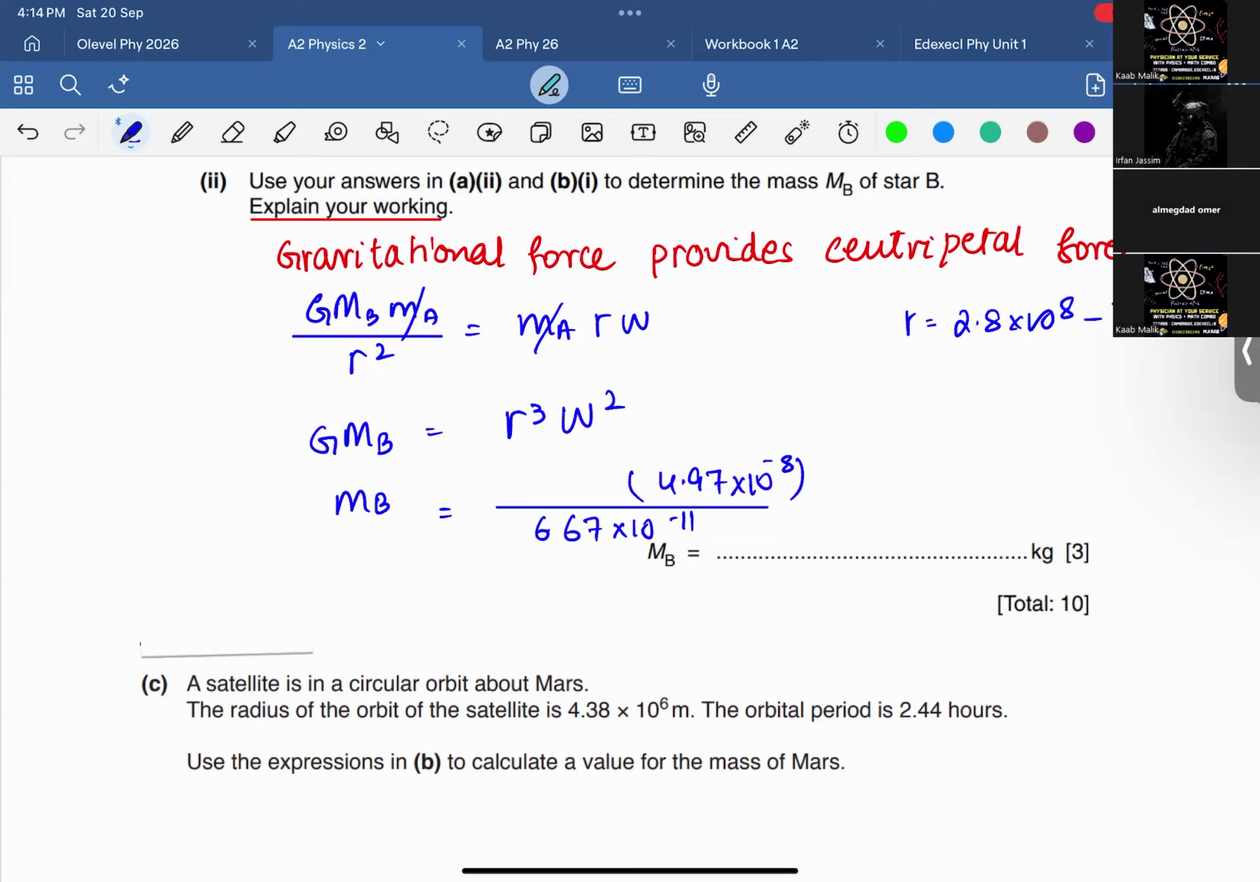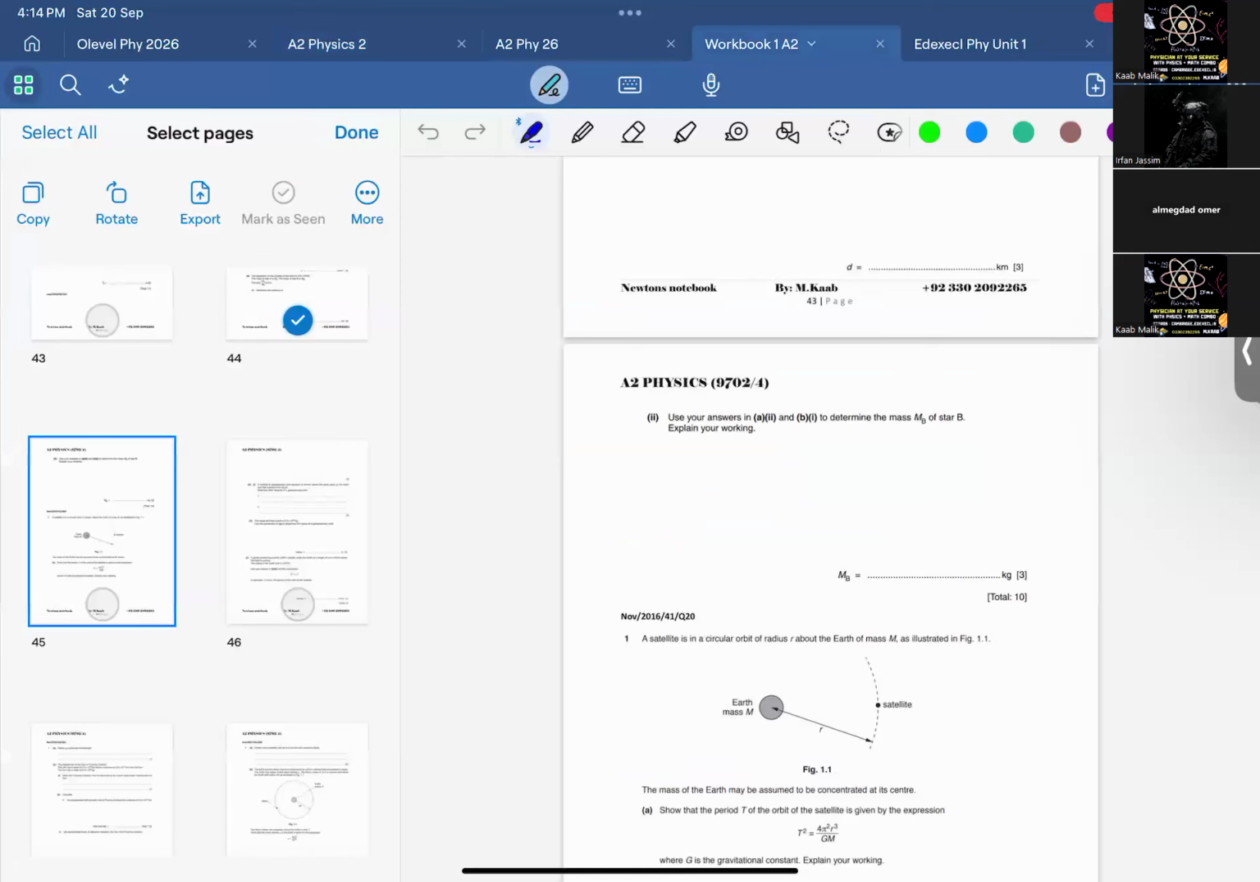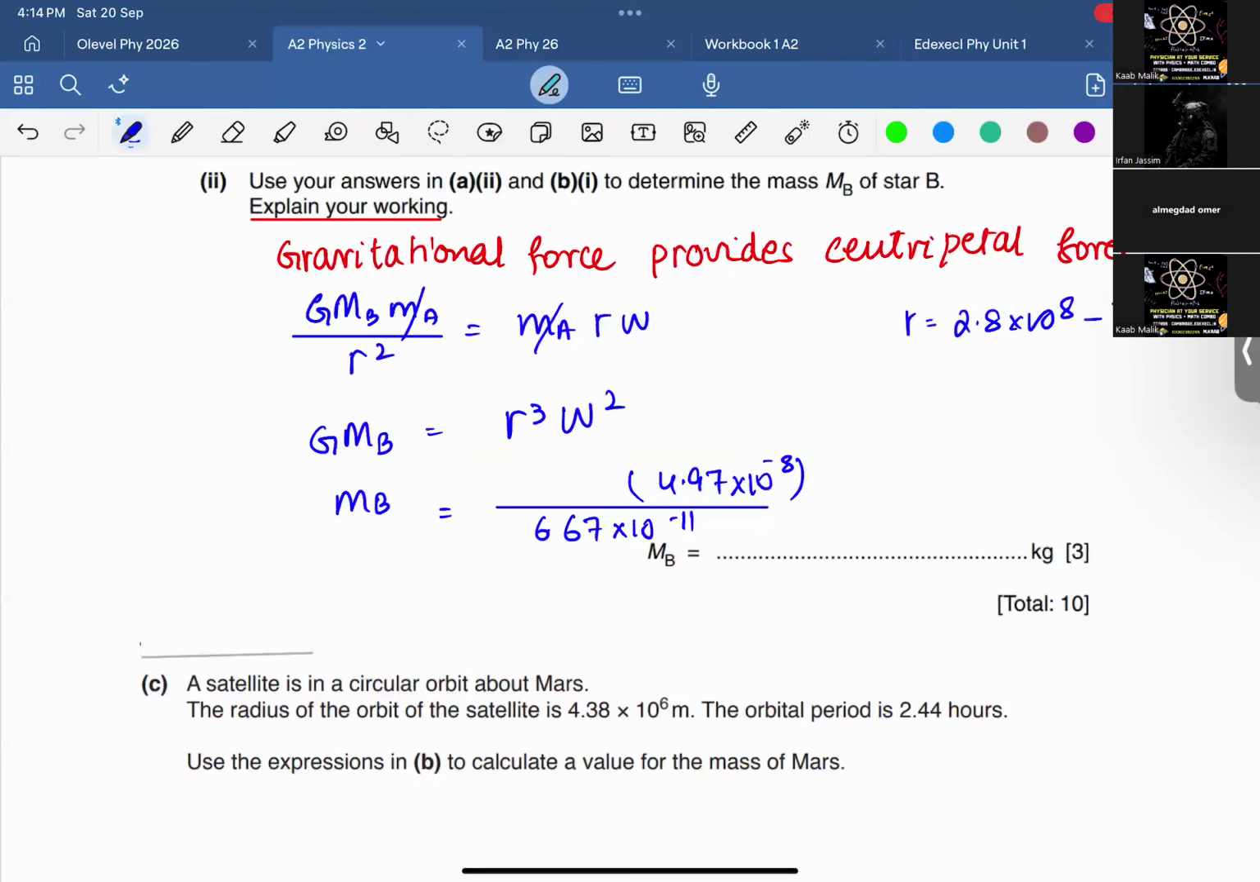Did you square that and did you cube that? If you do, I'm getting 1.148 into 10 to the power 20. This is cubed, by the way.